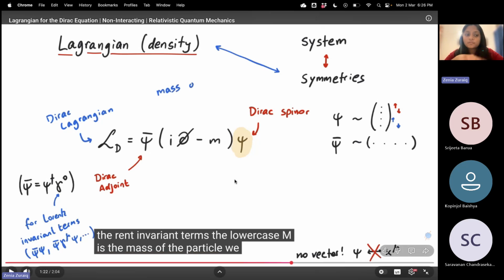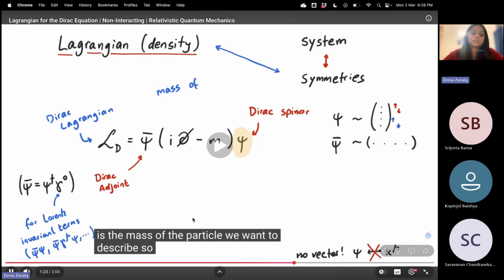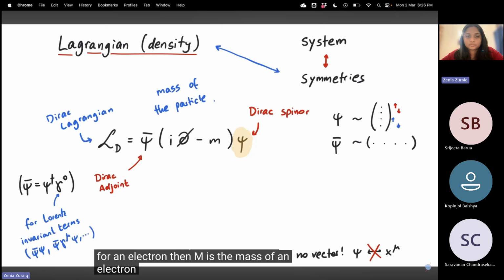So again, if you just have psi bar and you try to put psi bar psi, if you apply a Lorentz transformation onto it, you will see that it's not Lorentz invariant. So if you want to build Lorentz invariant terms that transform as a scalar or vector or whatever, then you need to have gamma 0. That's just how the algebra of this system works. Similar to how in Minkowski spacetime we have space and time mixed together, the algebra of this system is based on this kind of concept. So if the spinor psi stands for an electron, then m is the mass of an electron.